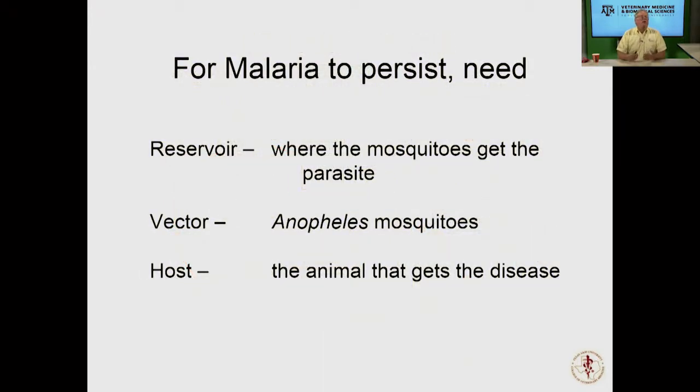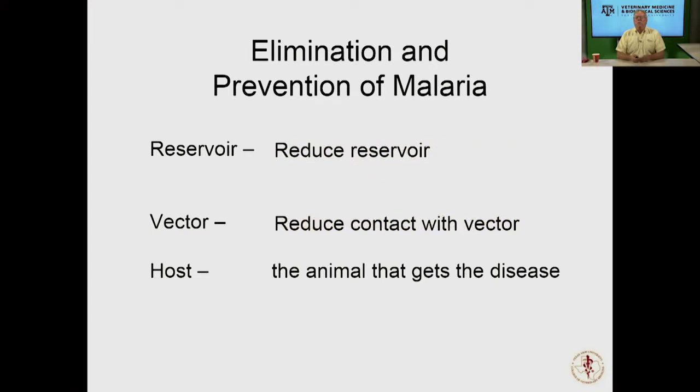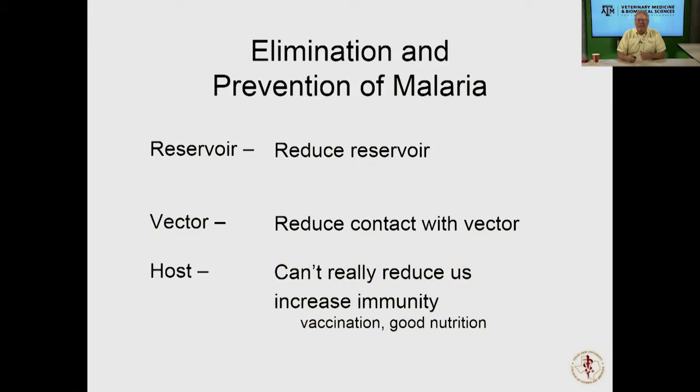And so we have a reservoir, just like a reservoir of water holds something. In biology, a reservoir is where the disease is, and it's where the mosquito gets the parasite. The vector is what transmits the parasite. We know it's the Anopheles mosquito. And then the host is the animal that gets the disease. Well, we've already said that this is host-specific. So what we want to do is reduce the reservoir, which would be us. Reduce the host? Well, we can't reduce the host because we're not going to get rid of us, right? But if we reduce people that have the disease and reduce contact with the vector, then that will help to reduce malaria in an environment.